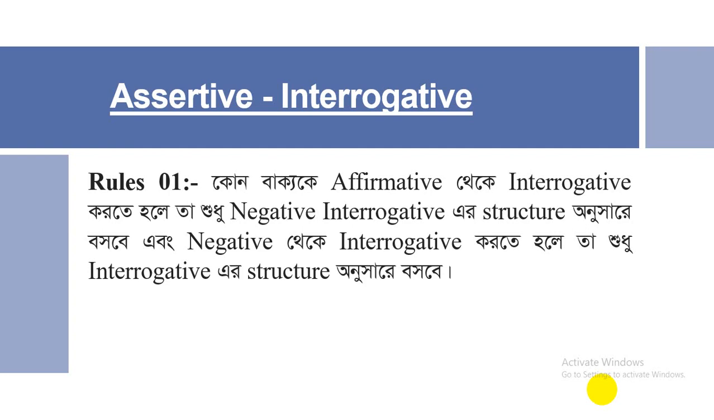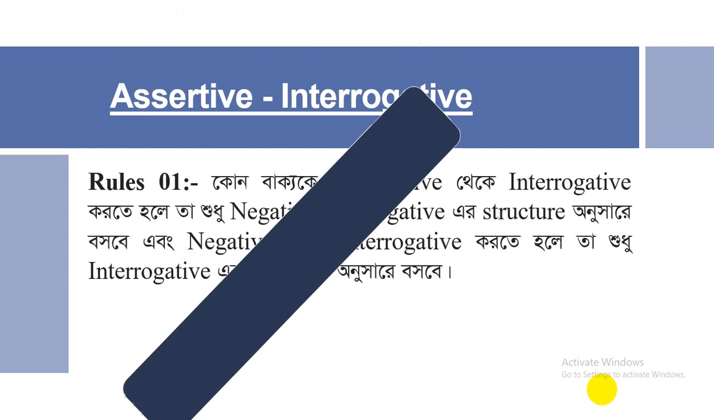So if you want to change a sentence from affirmative to interrogative, it will be changed into negative interrogative. And if the sentence is negative, you have to change it into interrogative from negative. So that will be only interrogative. So that means, for your better understanding, follow the structure.